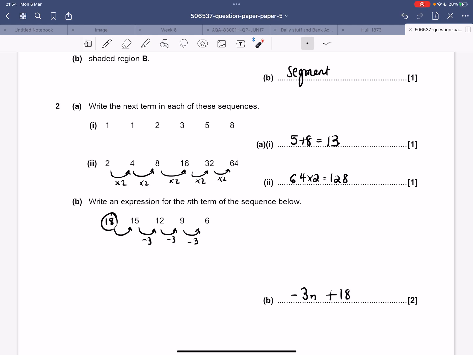Okay, this one, when you observe it, as you go from term to term, the next term is the previous term doubled. So it's 64 times 2, which is 128. And the nth term here, okay, that was the sequence. They're going down in threes, so that's minus 3n. And then to find out, if we go back one, that would have been 18. So we add 18 on.